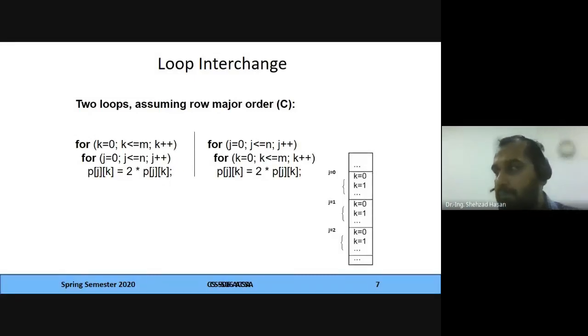Show it again. The one on the left hand side or the one on the right hand side?